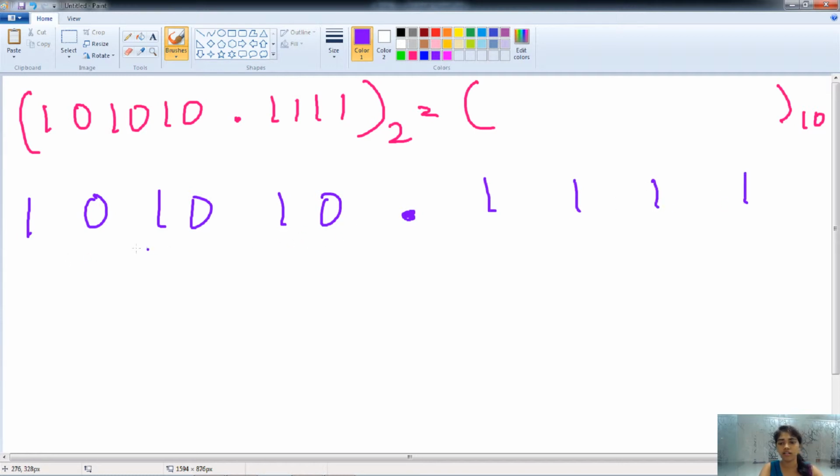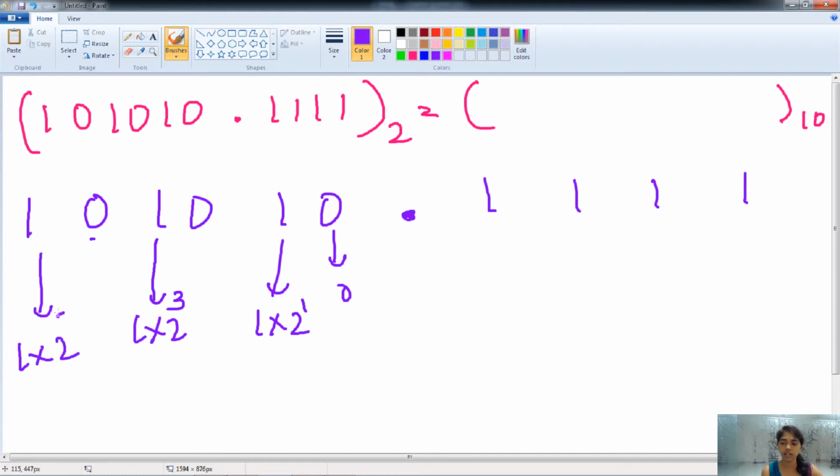101010.1111. Now let's get over with this whole number part. For this 0, it is going to be 0 obviously, so no need. For this 1 into 2 to the 1, and the 0s, don't bother. Then 1 into 2 to the 3, this would be 2 raised to 4 but it's 0. So now this 1 into 2 raised to 5.